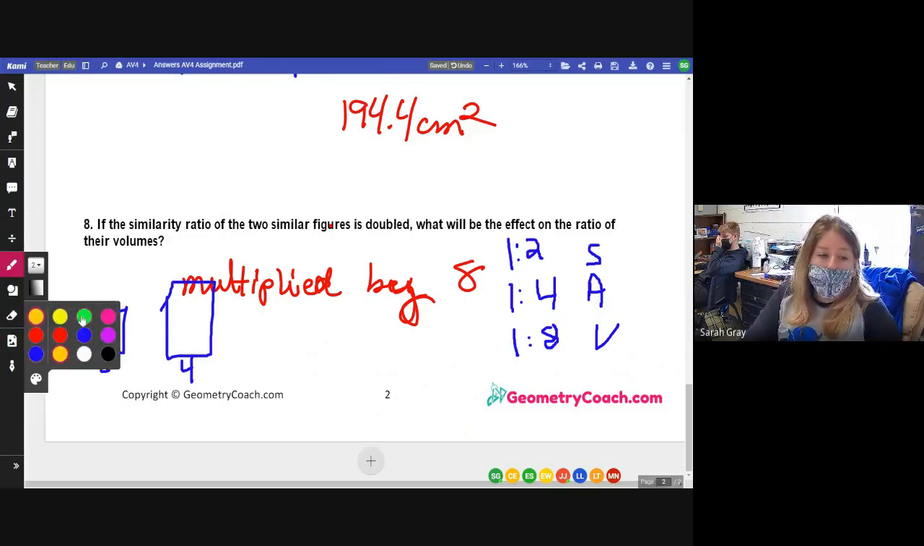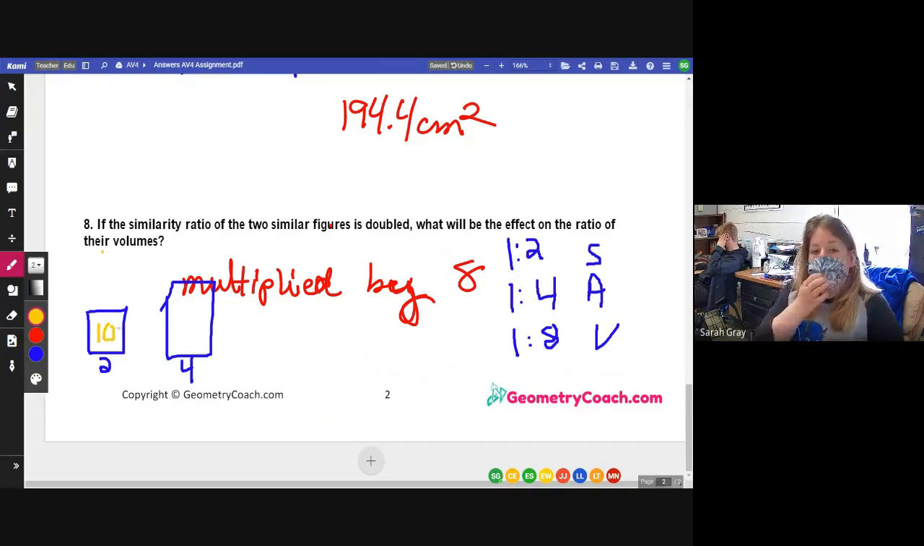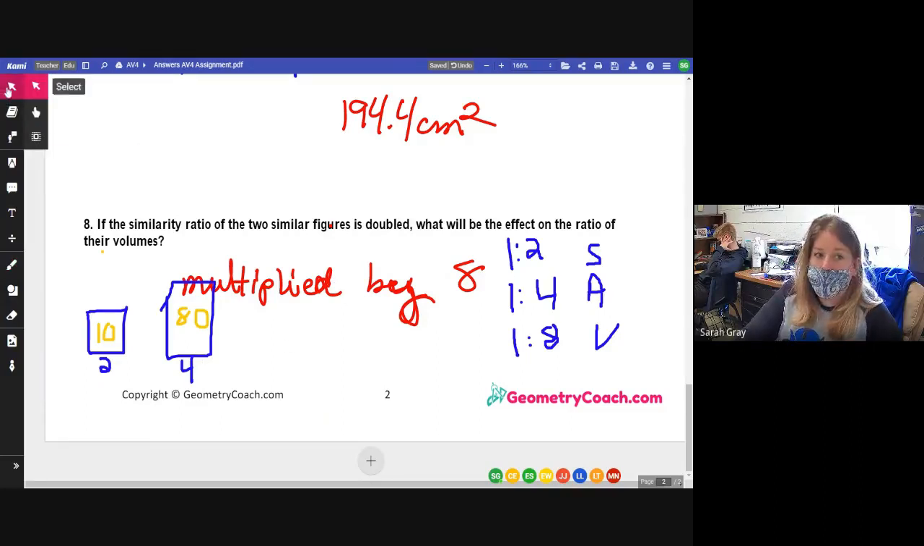So if the volume of this little triangle box, pretend it's a box, if the volume of that was 10, the volume of a box twice its size is going to be 80, because it's doubled in 3 directions. Okay? Any others?